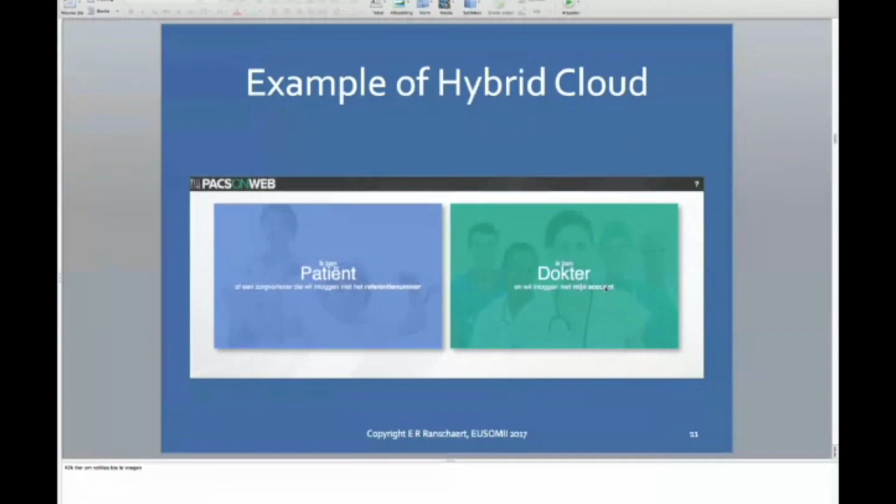This is an example of a hybrid cloud. In Belgium, it's very well known. It's a service called PACS on Web, and it allows hospitals to make the images and even reports available for patients online. You can log in as a patient on a web browser, or you can log in as a doctor on the web browser. So all the information of a specific patient can be accessed by using a birth date and a specific private code. The patient can also go elsewhere and show these images to somebody else. So this is a type of hybrid cloud.